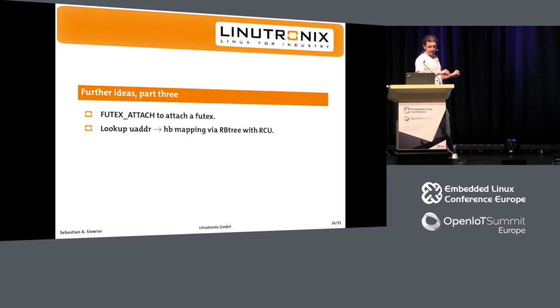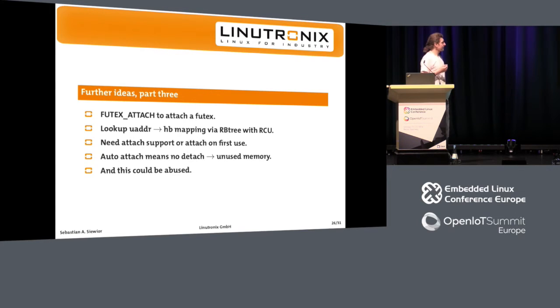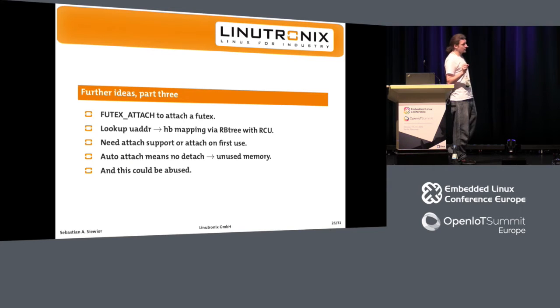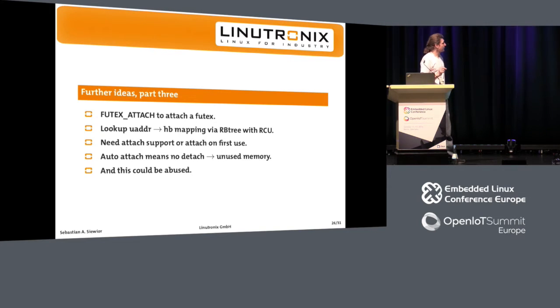And then we tried again, the third one, where we do the attach thing again, but the mapping with the hash bucket is not done with the ID, but with an arbitrary walk. And the whole thing is RCU protected, so we don't have any locks in the hot path. And this is nice, since we don't have the ID, so we don't have to do anything on fork. But we need small support on the glibc side for the attach part.